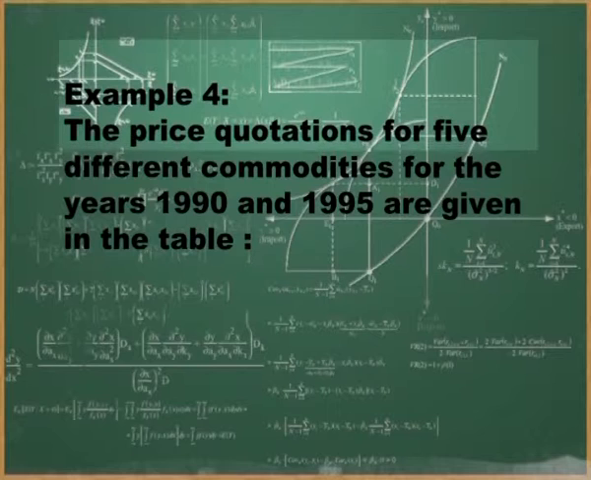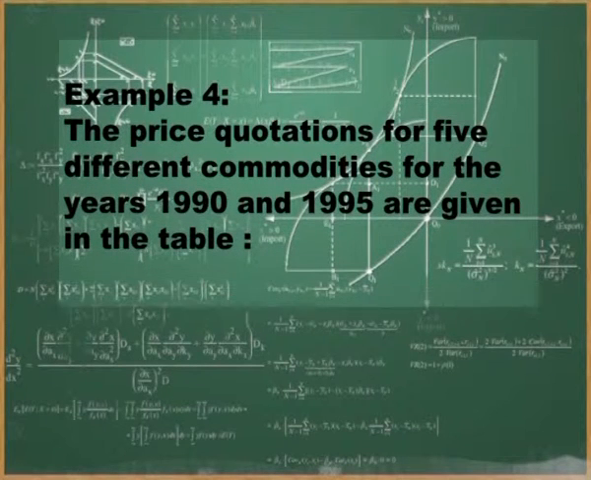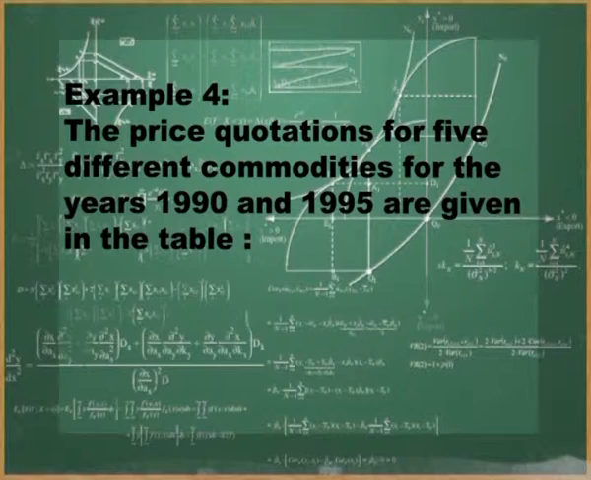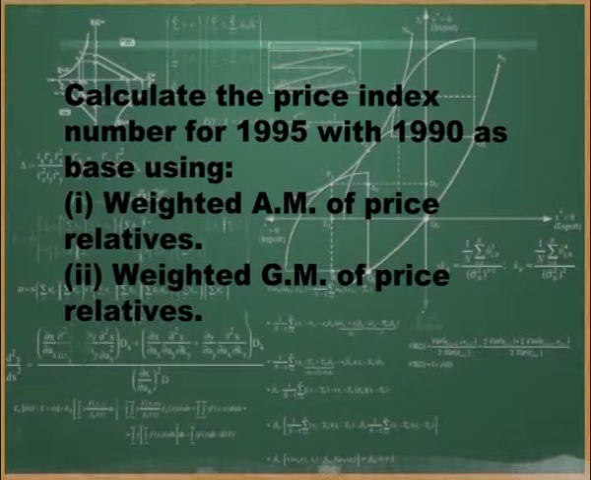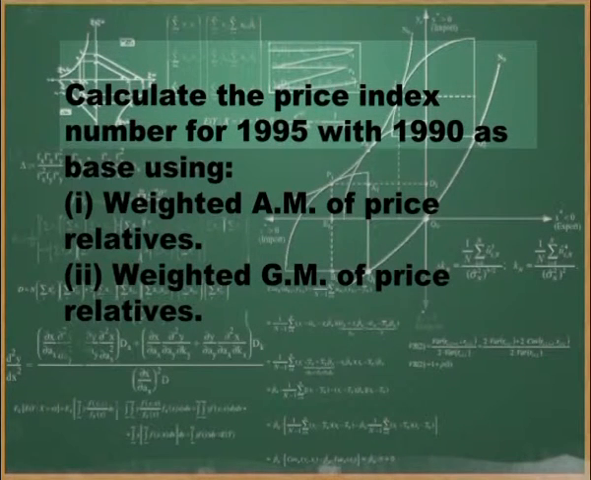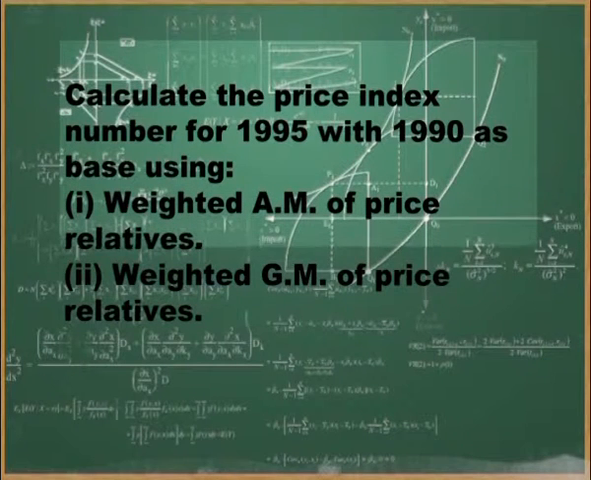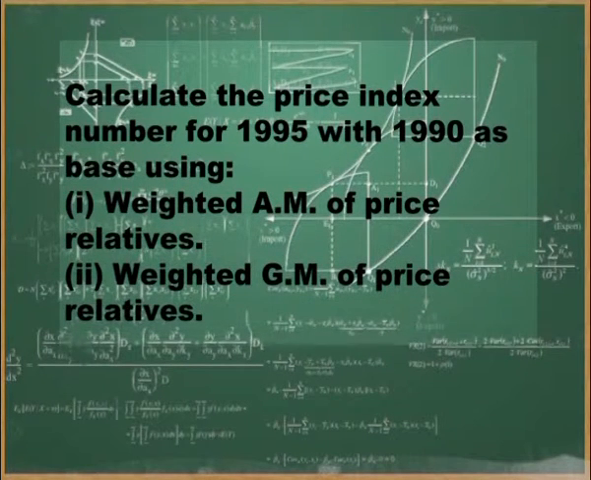Okay, now let's see another example. The price quotation for 5 different commodities for the years 1990 and 1995 are given in the table. Calculate the price index for 1995 with 1990 as a base year using the two methods, that is weighted arithmetic mean of price relatives and weighted geometric mean of price relatives. So let's see the solution. In the solution, we are doing the calculation for price index using arithmetic mean and geometric mean.